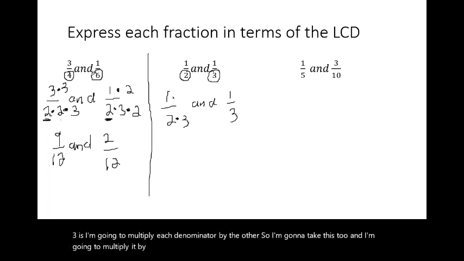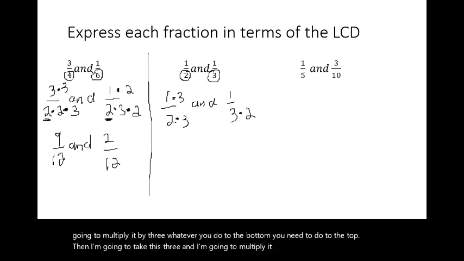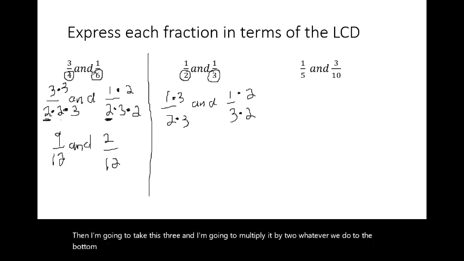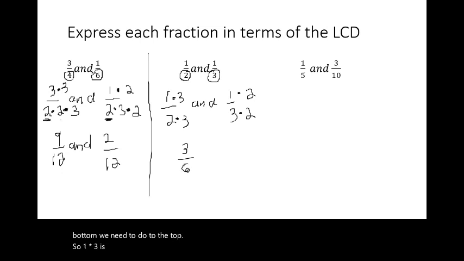Whatever you do to the bottom, you need to do to the top. Then I'm going to take this 3 and multiply it by 2. Whatever we do to the bottom, we need to do to the top. So 1 times 3 is 3 over 6, and the other fraction will be 2 over 6.